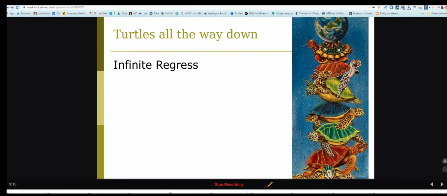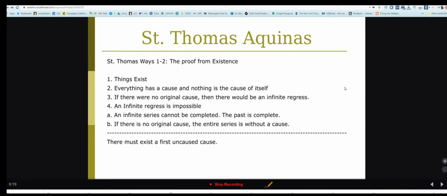And of course, the infinite regress in this case is that something must have created you, and something must have created the thing that created you, and something must have created the thing that created the thing that created you. And if there were no original cause, then it would be an infinite regress. It would be turtles all the way down. But St. Thomas thinks that he can prove that an infinite regress is impossible, and the heart of this argument is these two sub-arguments that attempt to prove that an infinite series can't be completed.